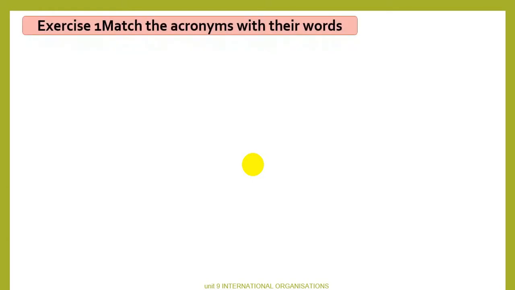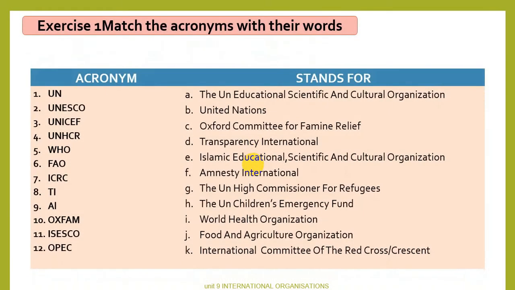As an exercise, take your copybooks and a pen and try to match the acronyms. Here we have acronyms of international organizations, and what do they stand for? What is, for example, UN? What is UNESCO? What is U? What is N? What is E? So you will find everything here. Take your time and do the task in your copybooks. Good luck.